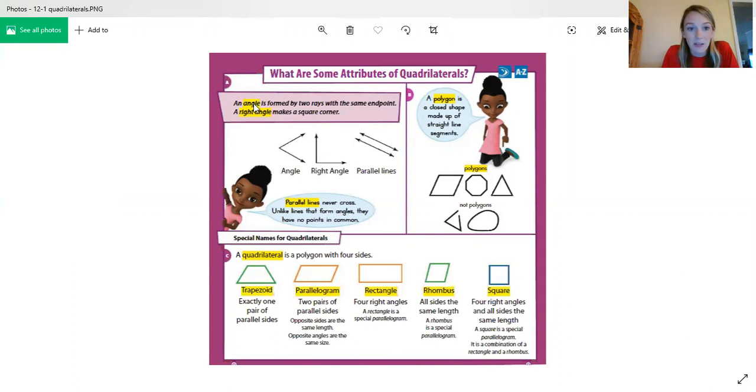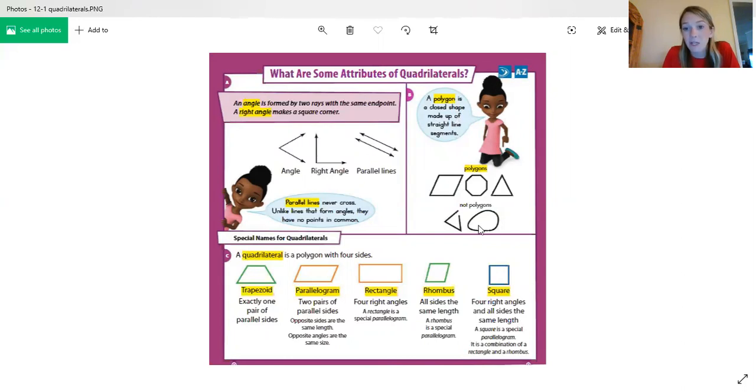It talks about an angle, a right angle. It shows you a picture of an angle and a right angle, and it tells you what parallel lines are, and it shows you an example. Okay. We have talked about polygons before. We've done lessons on those. So it is now in this section telling you what a polygon is.